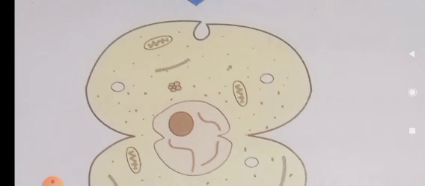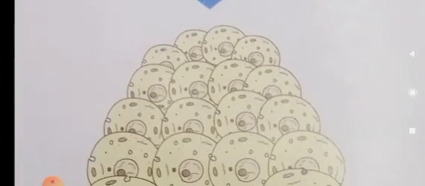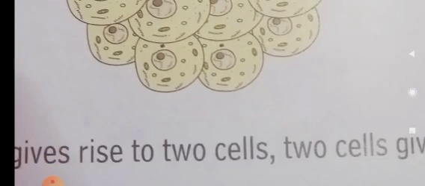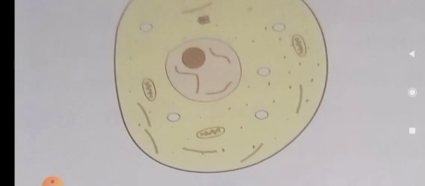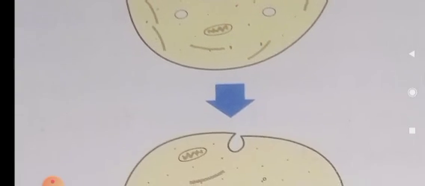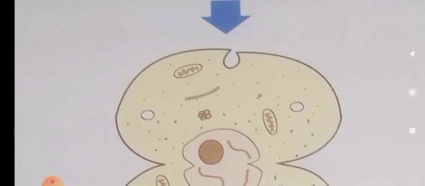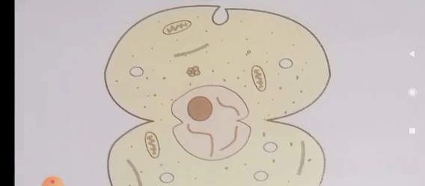It divides and multiplies. Okay, children. So these four cells will again divide, 4 into 8 and 8 into 16, and it goes on. Like that, millions of cells will be formed. Is it clear? This is called cell division. This happens in both unicellular and multicellular organisms. This is actually growth of an organism. Cell division plays a vital role in the growth of an organism.